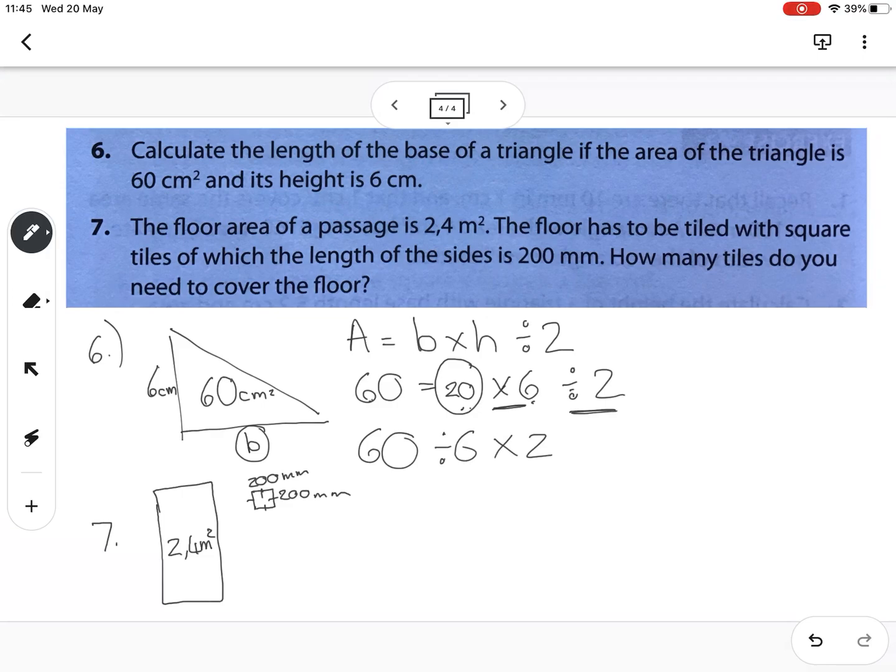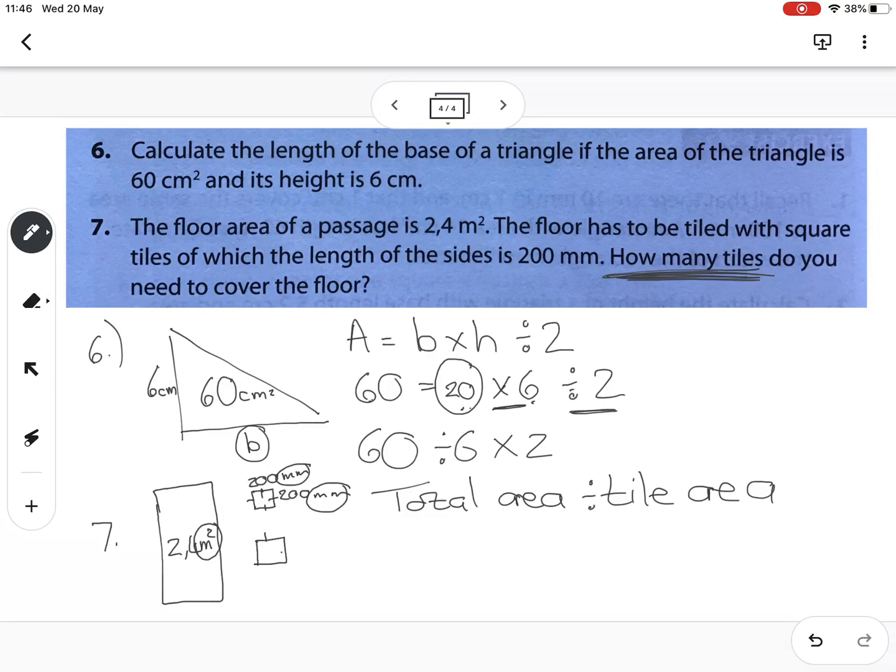I think you can already see that this is going to be a division sum. You're going to take the total area and you're going to divide it by the tile area. And that will give you how many tiles you're going to need to tile this floor. The issue here is that the total area is given in meters squared, while my tile length is given in millimeters. We do not want to work with different units. It overcomplicates things. So my suggestion to you is that you work out the area of the tile by taking your millimeters and converting it to meters.